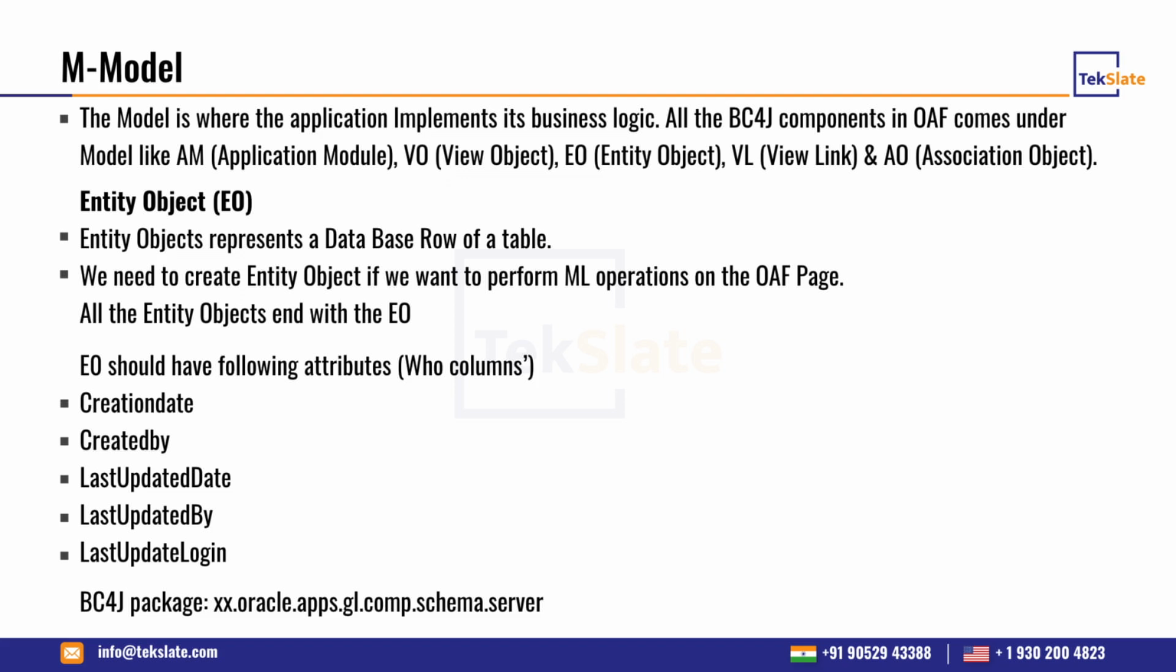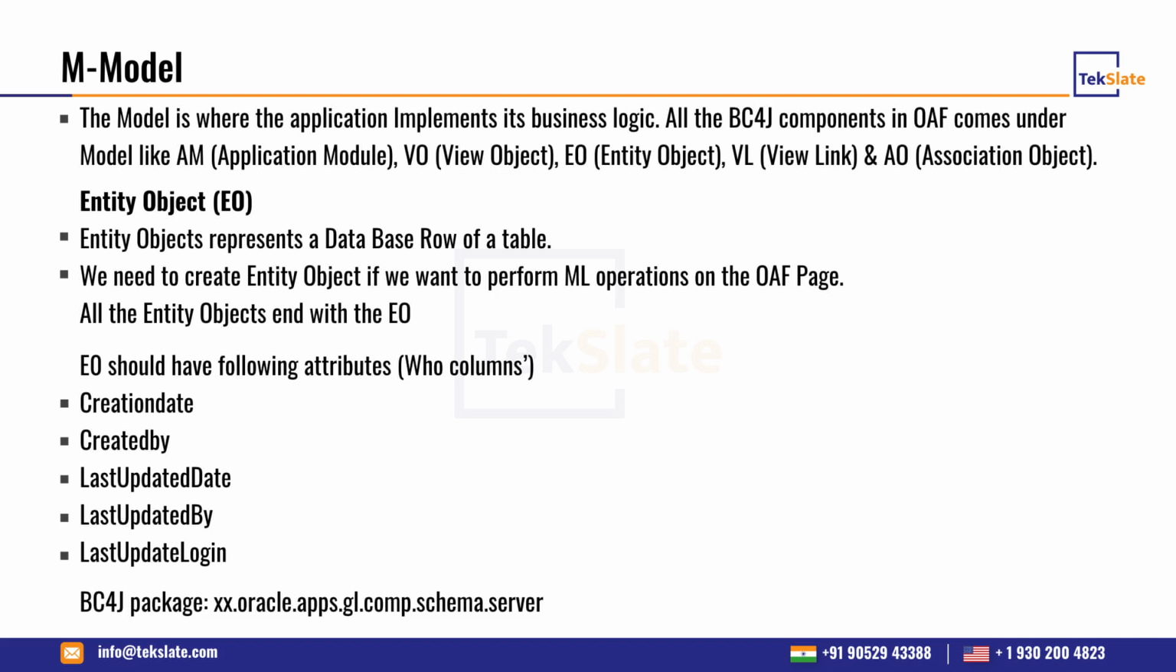Once we have created these objects, they can be named. The naming convention should be like XX, ABC, EO. So all the objects will end with EO. EO should have some attributes. Once we have created the base tables, which we are using as an EO object, those tables must have the who columns. So what are the who columns? Who columns are creation date, created by, last updated date, last updated by, last update login.